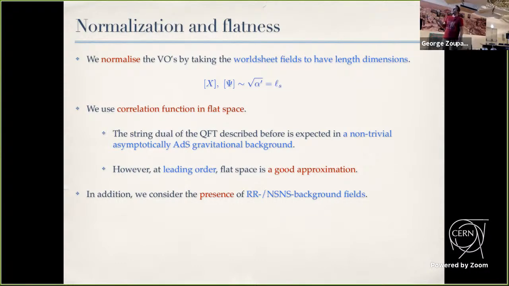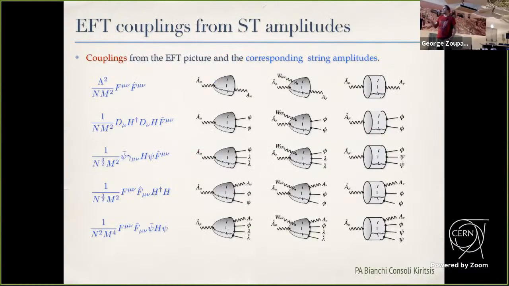We will use correlation functions in flat space, even though the dual picture is not flat. The dual picture in this AdS/CFT correspondence assumes that it should be a non-trivial asymptotically AdS gravitational background. However, for this comparison and at leading order, this is a good approximation. And to break this flatness, we will assume the presence of some Ramond and Neveu-Schwarz source background fields. So this is what we have to do.